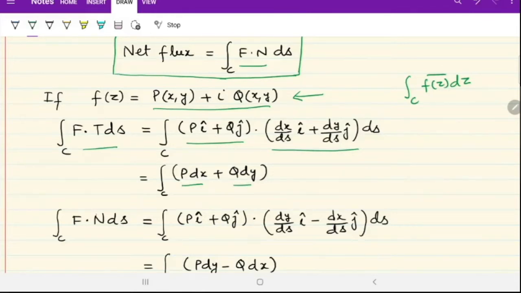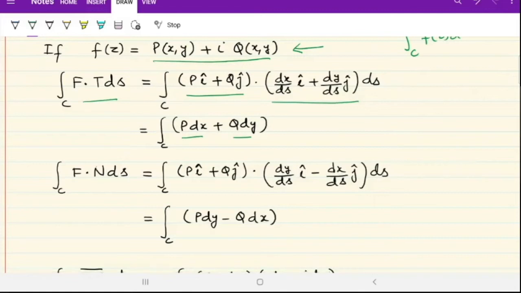You could have also directly written this formula. You have already seen this formula in your calculus course. Similarly, for F dot n cap, this is F. This is the formula of n. When you take the dot product, this is what you get. So circulation is this line integral. Net flux is this line integral.